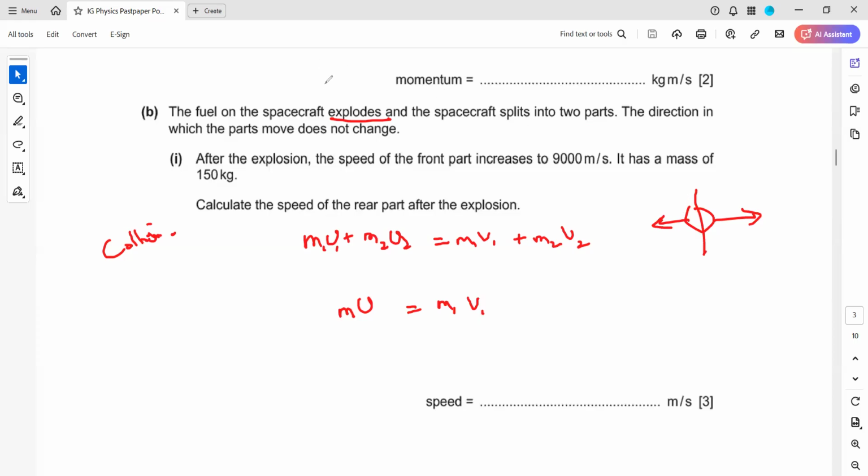So, in the question they mention here, the fuel on the spacecraft explodes, and the spacecraft splits into two parts. The direction in which the parts move does not change. Usually when an object explodes, the direction changes, but in this case the direction does not change, because the fuel ejects gas moving downward, so the parts will move upward. After the explosion, the speed of the front part increases to 9,000 meters per second and it has a mass of 150. Calculate the speed of the rear part after the explosion.